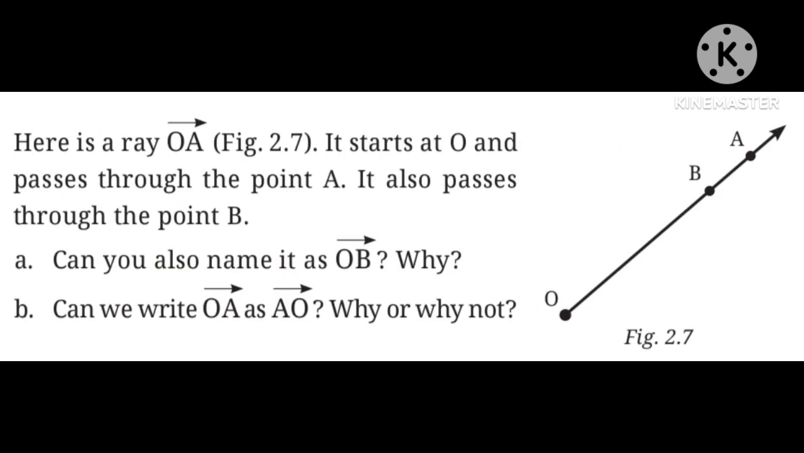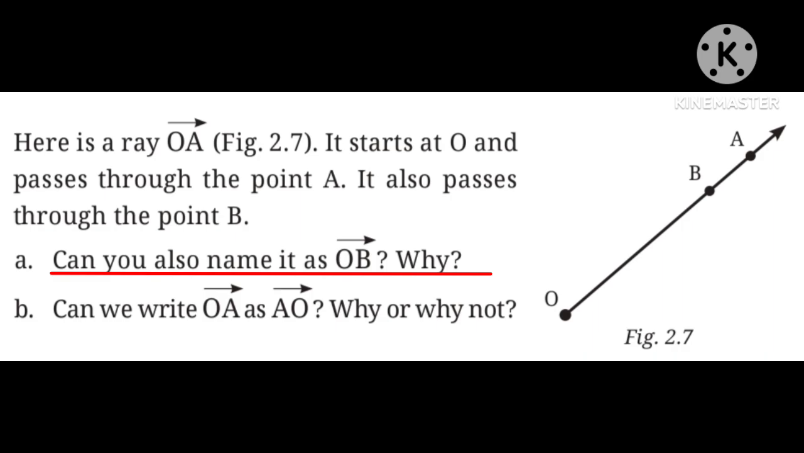Here is a ray OA. It starts at O and passes through the point A. It also passes through point B. Can you also name it as OB? Why? The answer is yes.